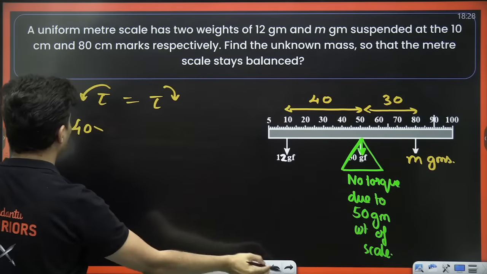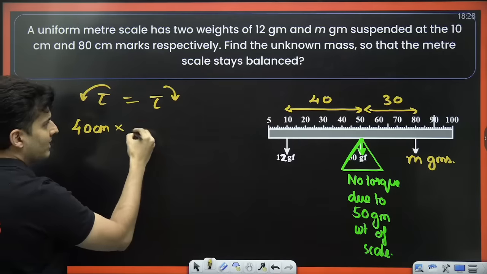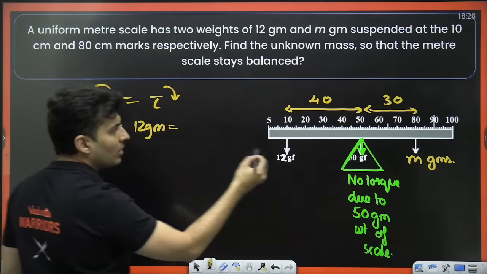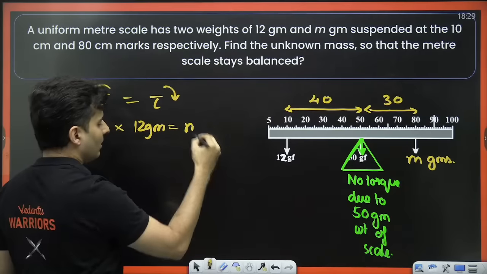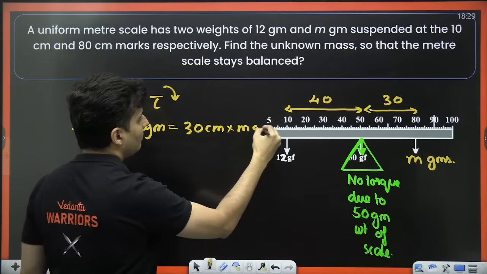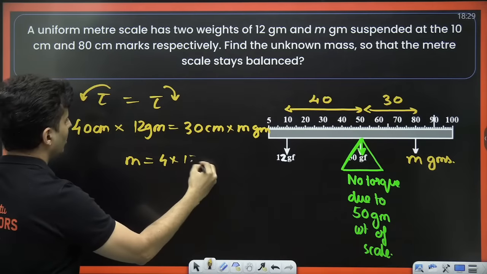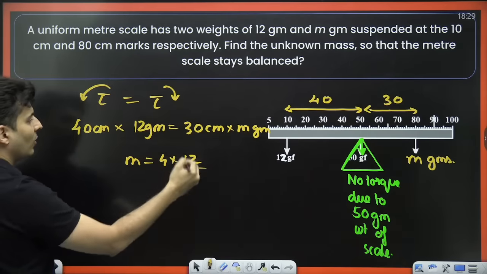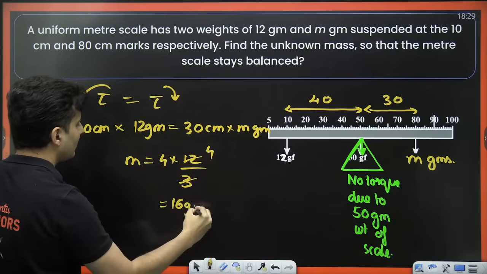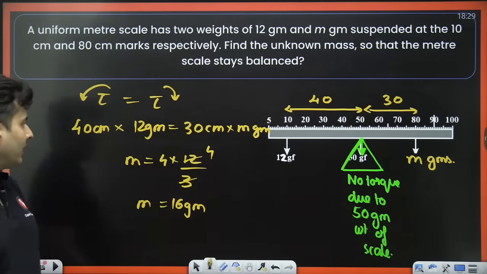if you are wondering, sir, what about the units? Don't worry. If I put centimeters on the left hand side, I will put centimeters only on the right hand side. So 40 centimeters into 12 grams is equal to the torque from the other side, M, R cross F again. R is 30 centimeters into M grams. Now 0, 0 cancels. M will be 4 into 12 by 3. This will become 4. So it will become 16 grams. So the mass will be 16 grams. Is that right?